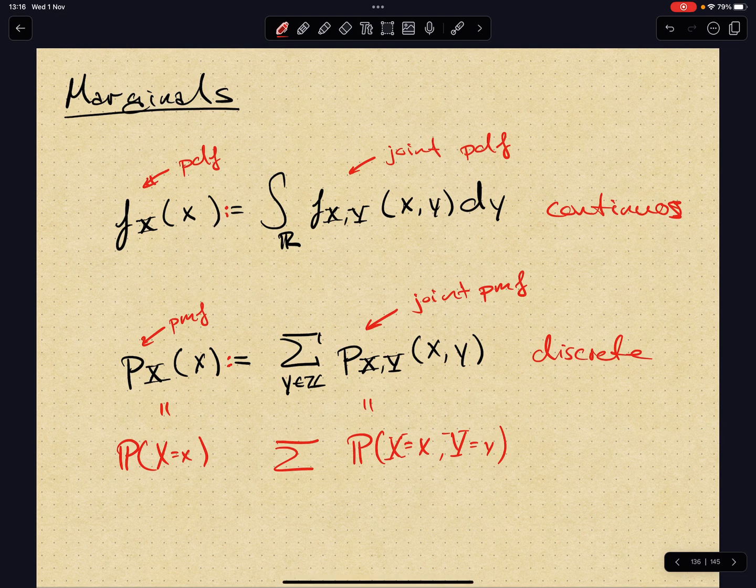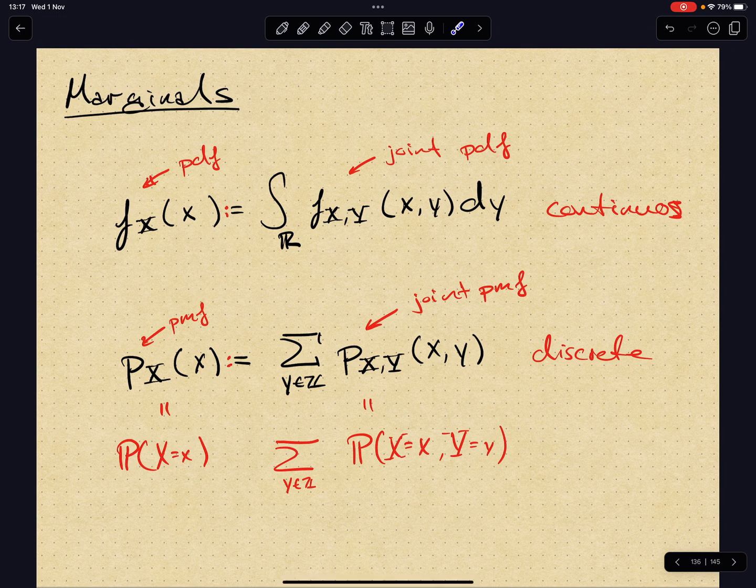And you're summing over all y. So in here, you're essentially breaking up this probability into different cases. You know that x has to equal x, and then you look at all the other possible cases of what y could be, and then you sum over all of them. This is going to be your process of forgetting information: you're just going to take any contribution from any y. And this is how you're going to obtain your PMF. This is how you forget information.